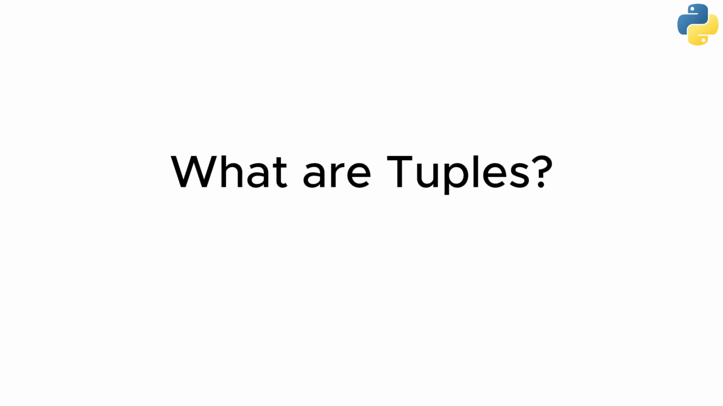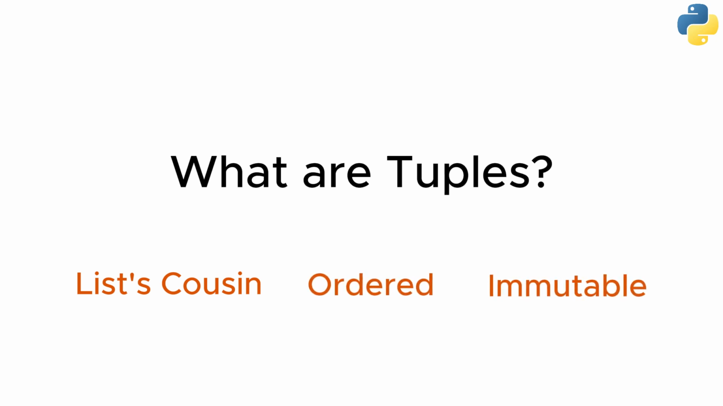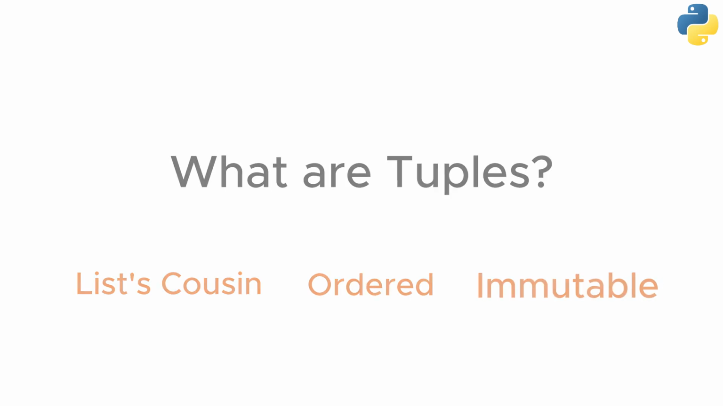So what exactly is a tuple? Think of a tuple as a list's cousin, but with a very important difference. Tuples are ordered and immutable. Ordered means the items are stored in a specific sequence, just like in a list. You can access them by their position, also known as their index, but immutable is the key. Once you create a tuple, you can't change, add, or remove its elements. It's fixed, permanent data. This makes them super reliable for data that should never be altered.